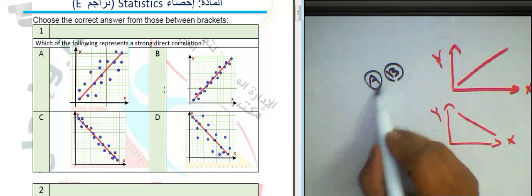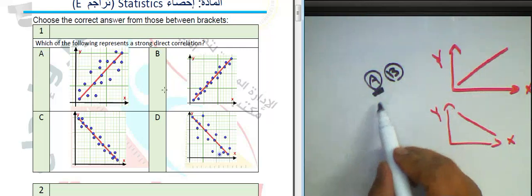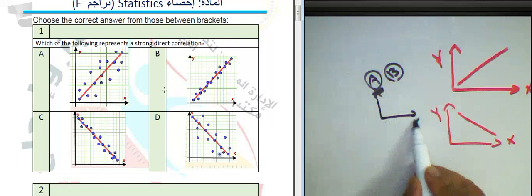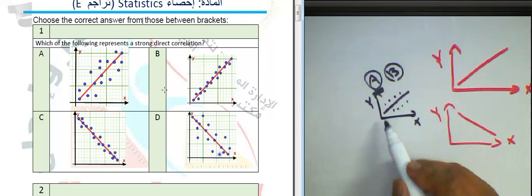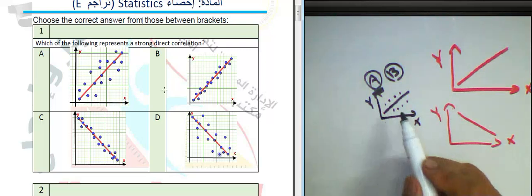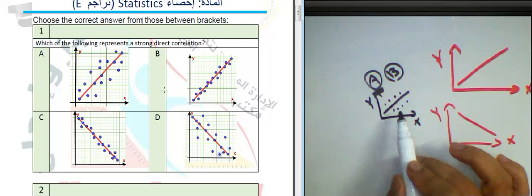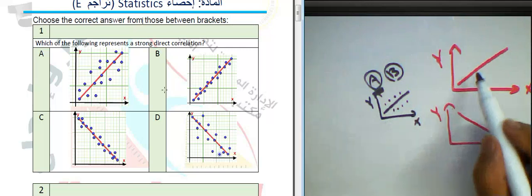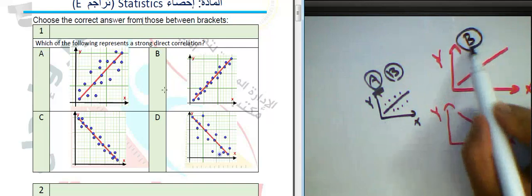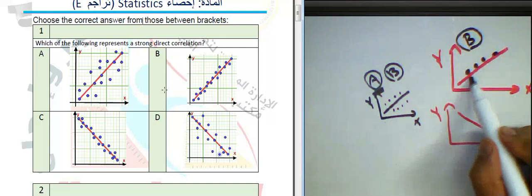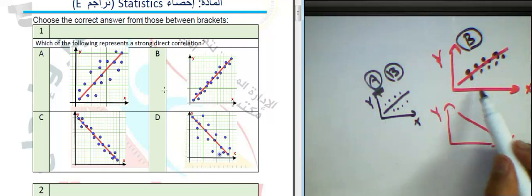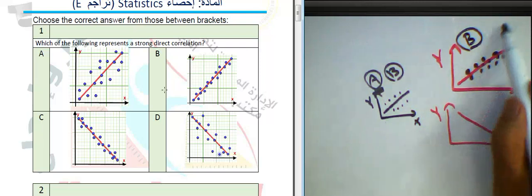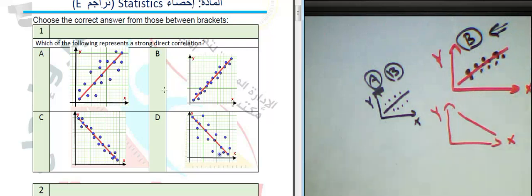What's the difference between A and B? A, the relation between x and y, and all points do not lie on a straight line, so I will call it median direct correlation. But here in letter B, all points are nearest to the straight line, then we call it what? Strong direct correlation. So the result will be letter B. You must choose letter B for this example.